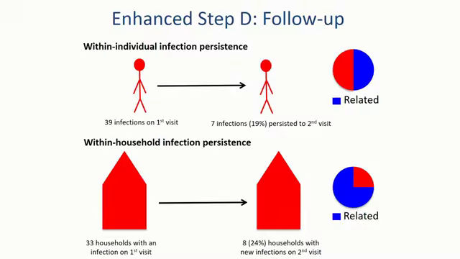And then looking at within-household infection persistence, we had 33 households with any infection on the first visit, and amongst those households, we saw about a quarter of them with a newly detected infection on a subsequent visit. When we applied the barcode to these samples, we saw that about 75% were highly related to an infection that was present in the household on the first visit. So we were able to document and observe within-household transmission through this study design.